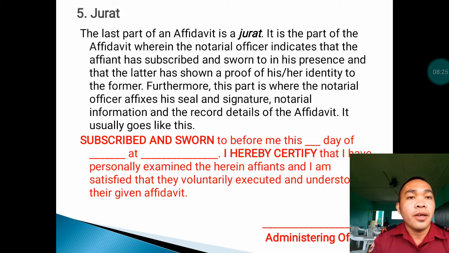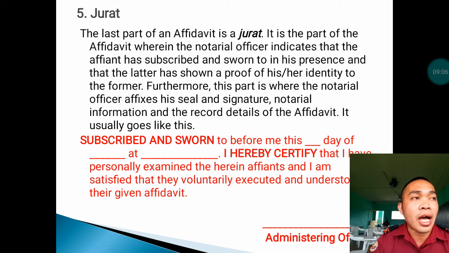Next, the last part is the jurat. The jurat is the last part, with the signing of the administering officer. It is the part of the affidavit wherein the notarial officer indicates that the affiant has subscribed and sworn to in his presence, and that the latter has shown proof of identity to the former. Furthermore, this is where the notarial officer affixes his seal and signature. The notarial information and the record details of the affidavit usually look like this.